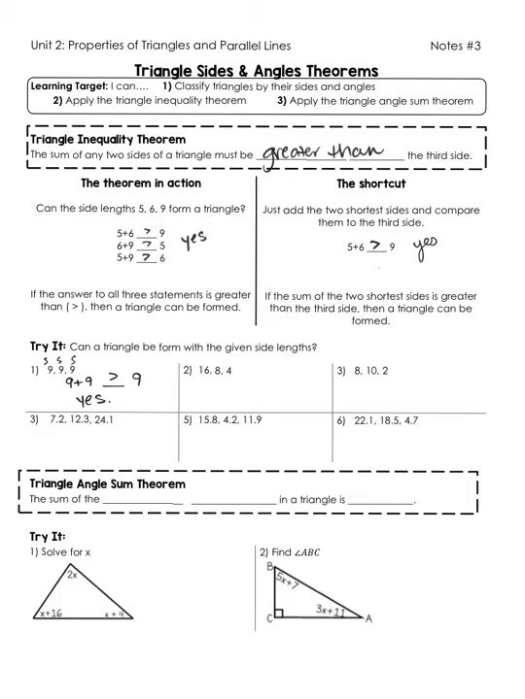I'm going to skip down to number 4, right beneath it. If I add my two shorter sides together, 7.2 plus 12.3, is that greater than 24.1? Well, this ended up being 19.5, and 19.5 is less than 24.1. So no, those side lengths cannot form a triangle.